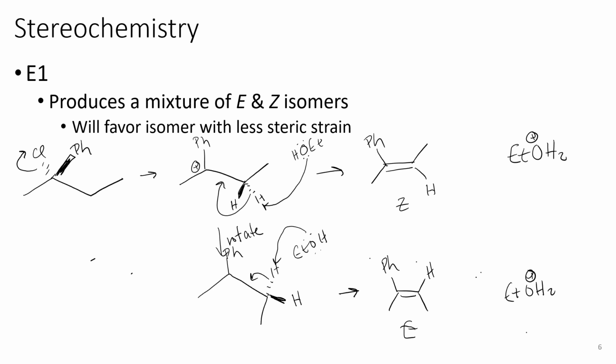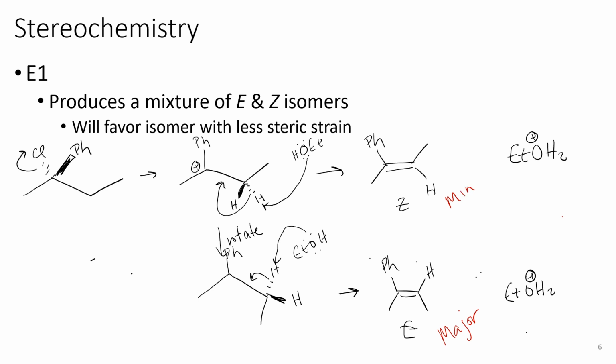So now we're going to talk about which one is going to be more favored. We have produced both of our products through freedom of rotation. Now we have to talk about which one is going to be more favored based on steric strain. And what we're going to see is that the E becomes our major product, our favored product, because of the steric strain. We have the two large groups on opposite sides, so that will be less strain for us. So it will be our major product.